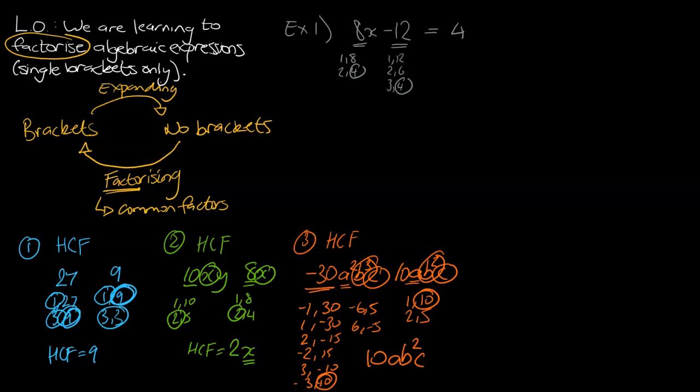So we're going to take out a 4, and what goes in these leftover positions are what's left over. So if we go 8x divided by 4, we're left with 2x. And if we go 12 divided by 4, we're left with 3. So that's going to be minus 3. And we use the minus sign because of the minus sign given to us in the original expression. So hopefully that makes sense.